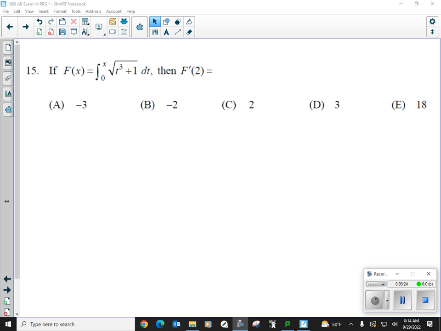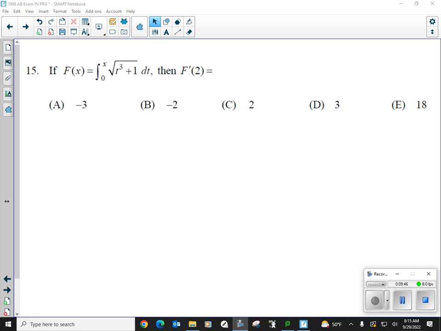15. Again, no graph. But you know what? Another simple one as long as you set it up right. If f of x equals the integral from 0 to x of the square root of t cubed plus 1, then f prime of 2 is what?